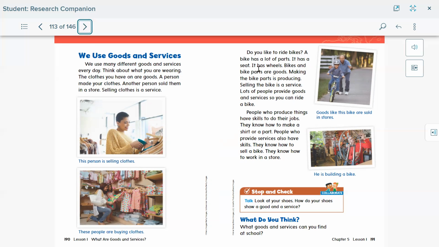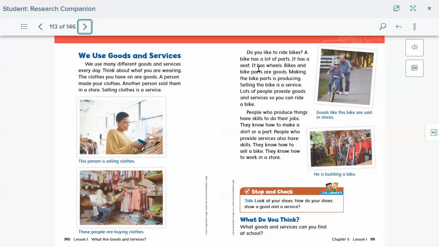All right, let's see what we have. Do you like to ride bikes? A bike has a lot of parts. It has a seat. It has wheels. Bikes and bike parts are goods. Making the bike parts is producing. Selling the bike is a service. Lots of people provide goods and service so you can ride a bike.